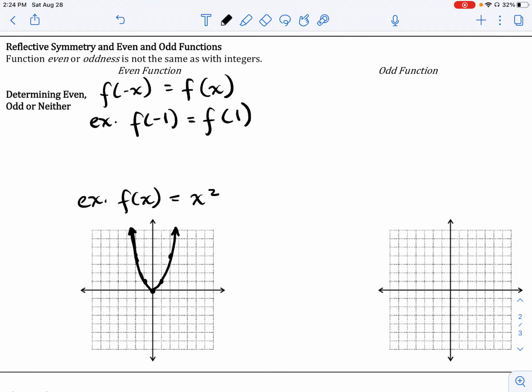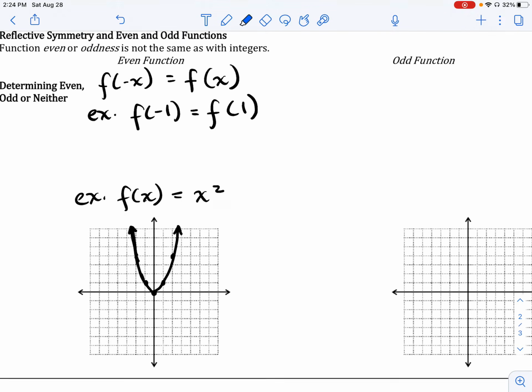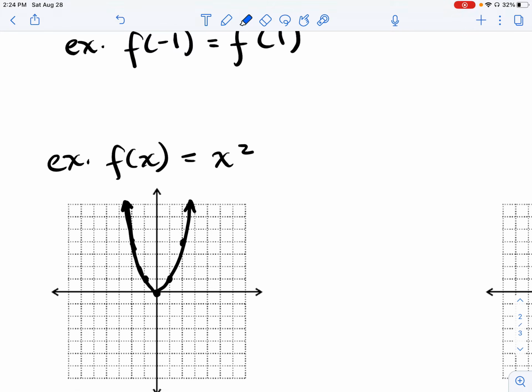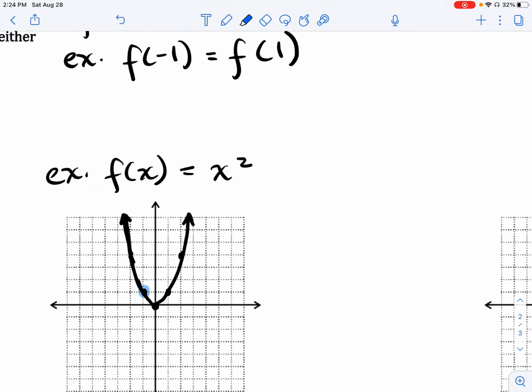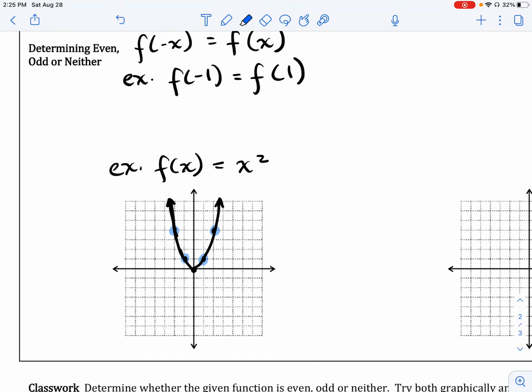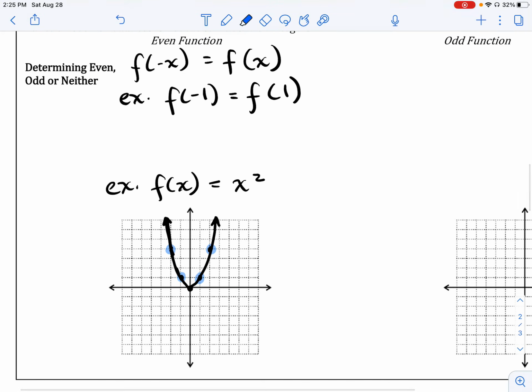Well, think about what's true. What is f evaluated at -1? Let me zoom in on this for a second. What's f evaluated at -1? I get +1. Well, does that give me the same output as plugging in +1? Yes. Well, what about f evaluated at -2? I get +4, and that's the same output that I would get when I plug in +2. And this is going to be true. This relation that I'm seeing here between my inputs and outputs is going to be true of every single value in its domain. Now, what type of graphical relationship do you see here when it comes to even functions?